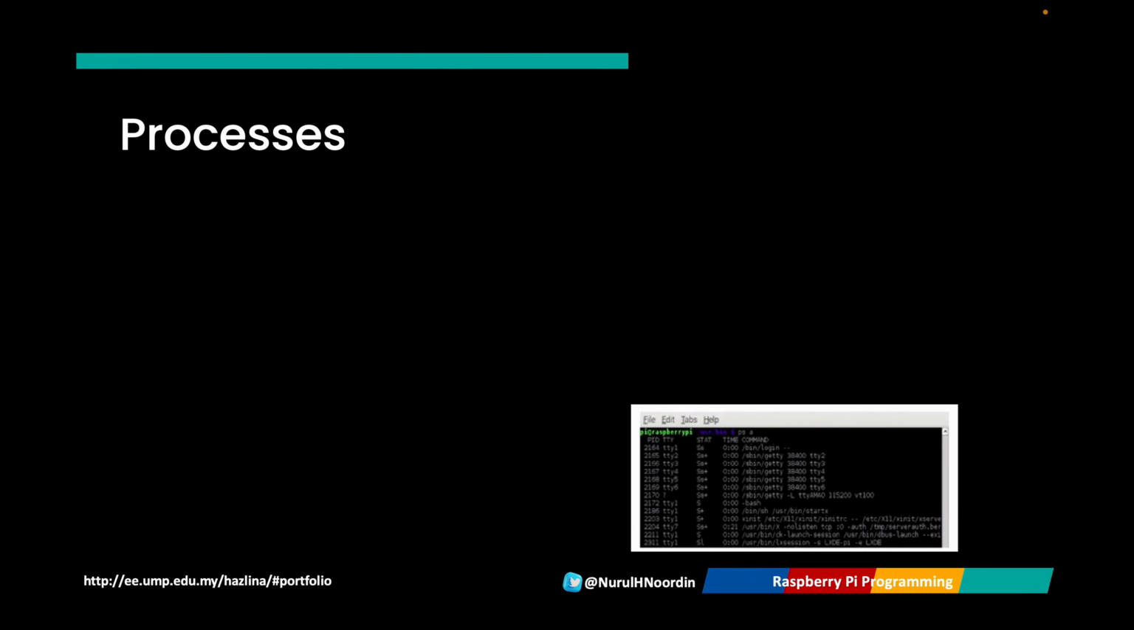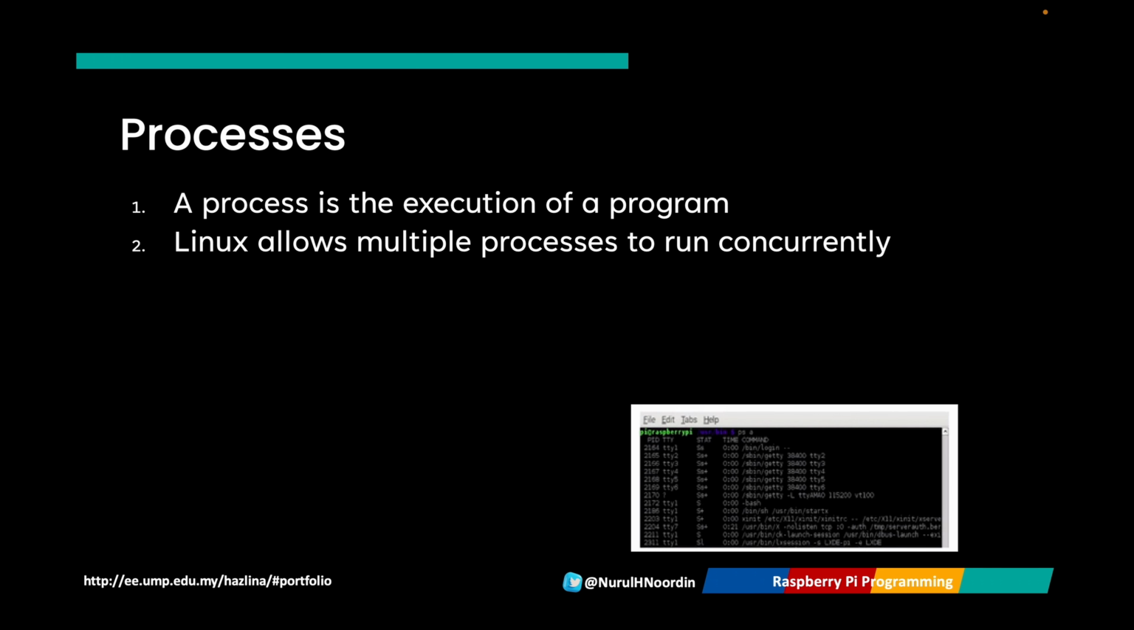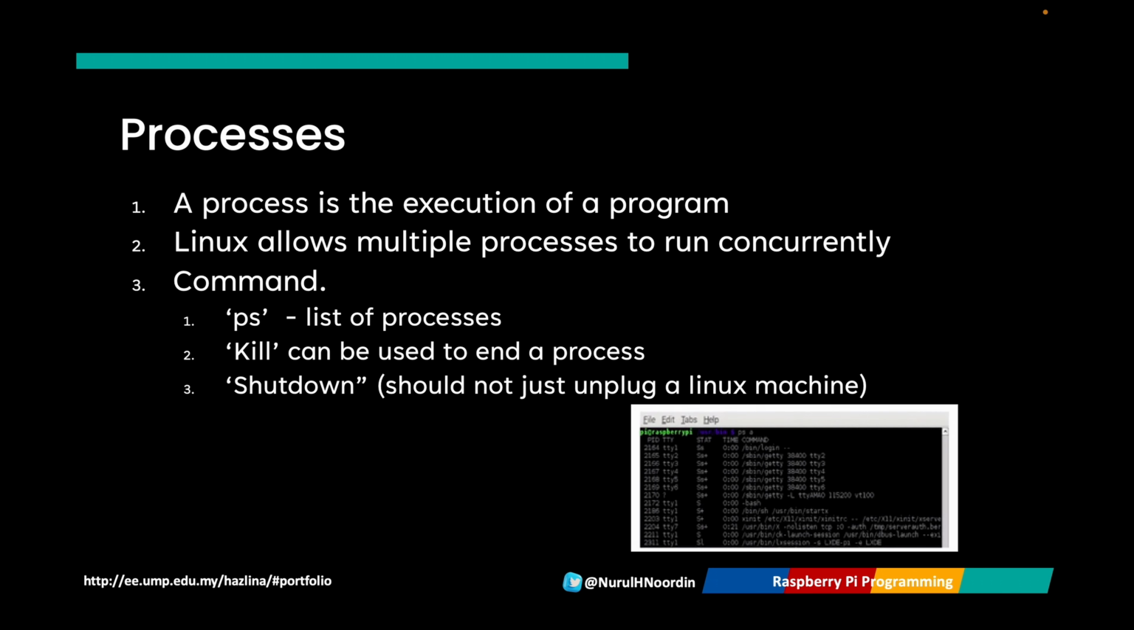In Linux, a process is simply the execution of a program. Each program you run, whether it's a text editor, script, or a system service, creates a process. Linux is a multitasking operating system, meaning multiple processes can run simultaneously. To view active processes, you can use the ps command. This will list all the running processes along with their process IDs. If a process becomes unresponsive or needs to be stopped, the kill command can be used to terminate it. By specifying the process ID, you can safely end any running task.